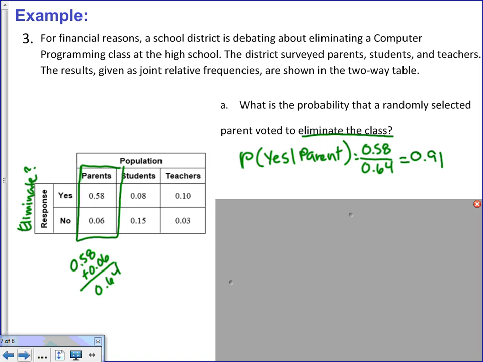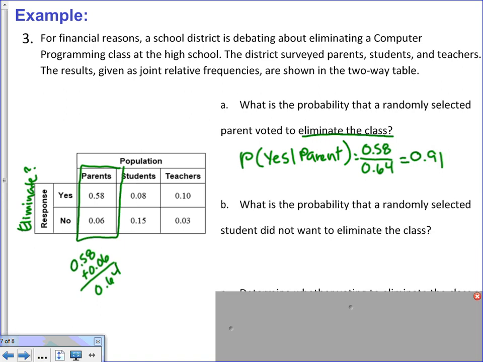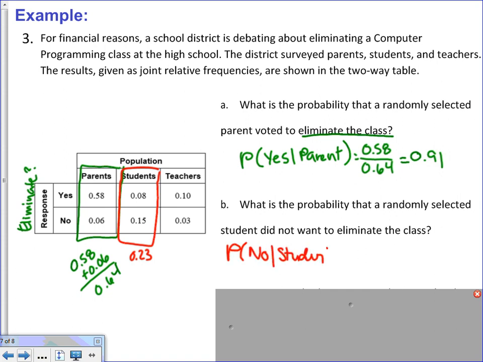In part B, instead of focusing on the parent column, you're focused on the student column. So now you need the total students. You'd add those guys up, and you'll get 0.23. And we want the probability they didn't want to eliminate it, so no, given that they were a student, we'll do 0.15 divided by 0.23, which is 0.65.